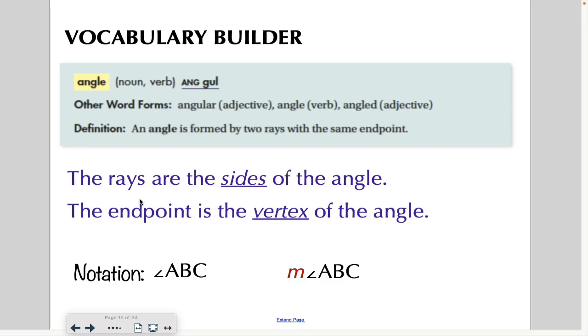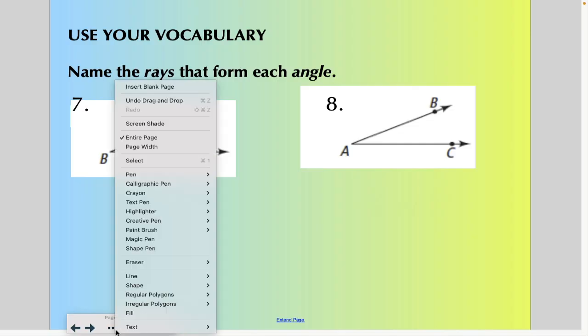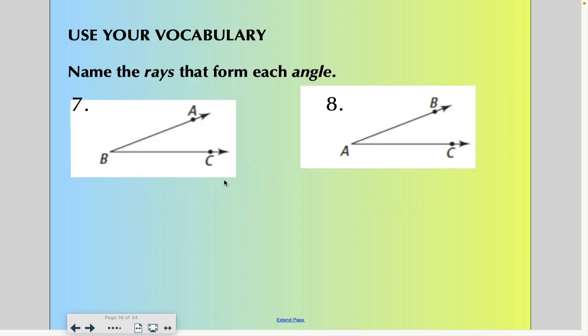Okay, and then when we're looking at the bottom here, name the rays that form each angle. It's not a trick. You just need to make sure you write these properly. If something like this pops up on Friday on your test, it's not trying to trick you. Okay, so what are my rays here? B, A, but how do I have to write it like this?